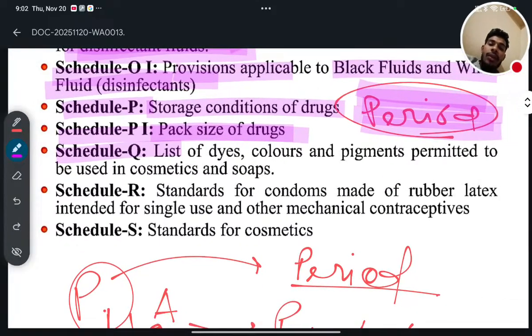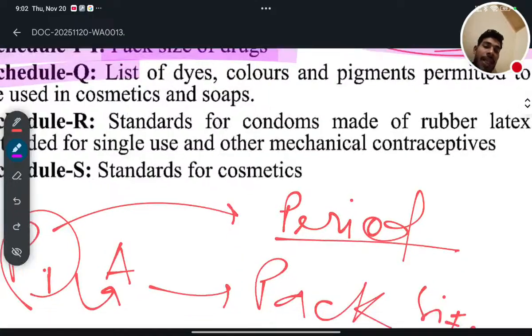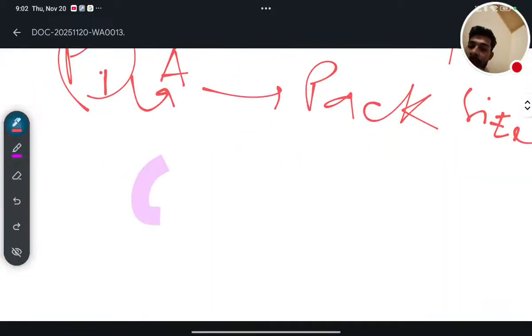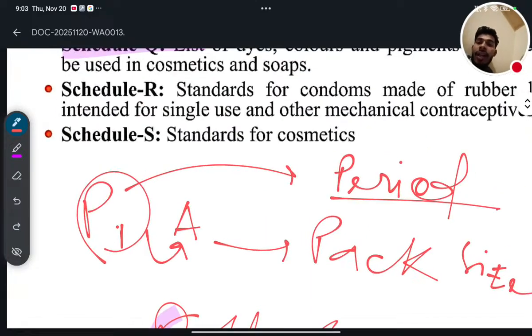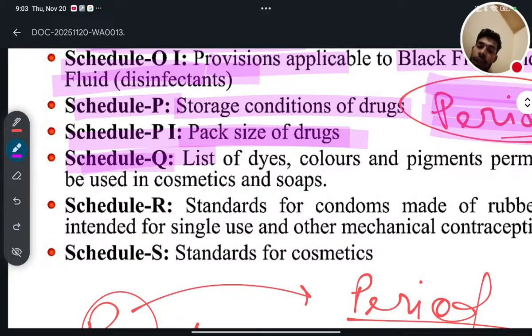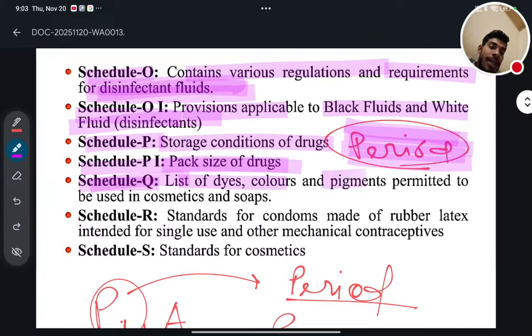Schedule Q. Q, list of colors. Very important. Q for colors. Normally colors is written with a C, but this time you have to write it with Q, and say colors. Schedule Q is the list of dyes, colors, and pigments permitted to be used in cosmetics and soap. So Schedule Q is for colors.